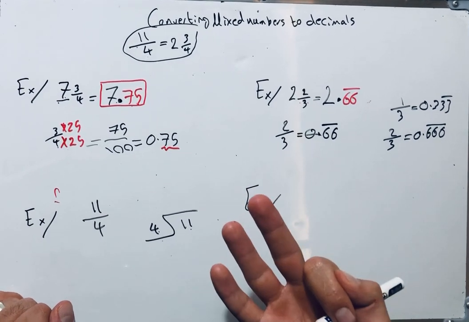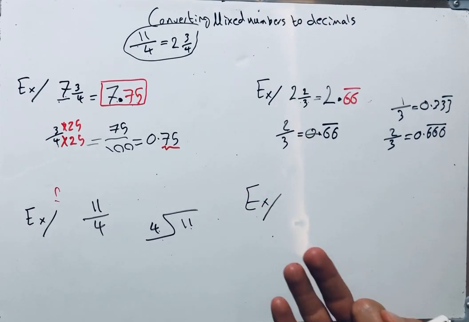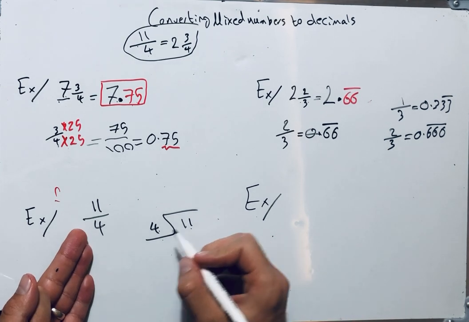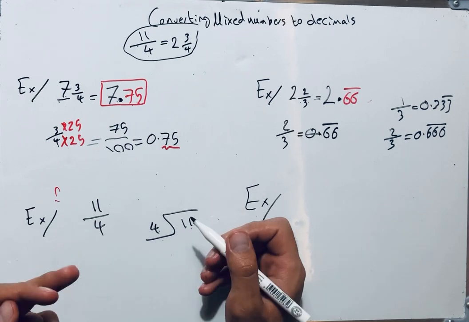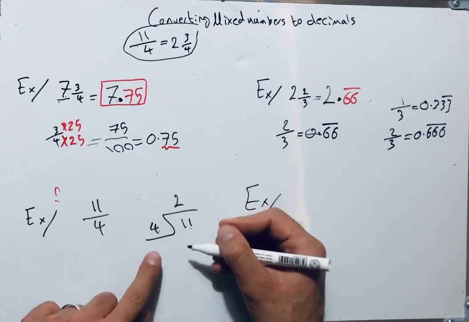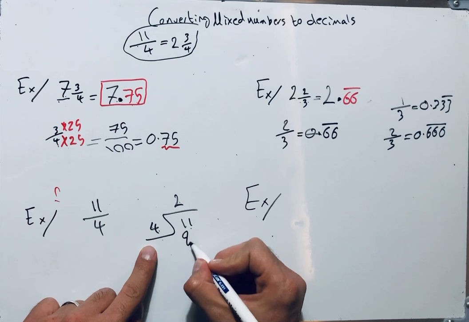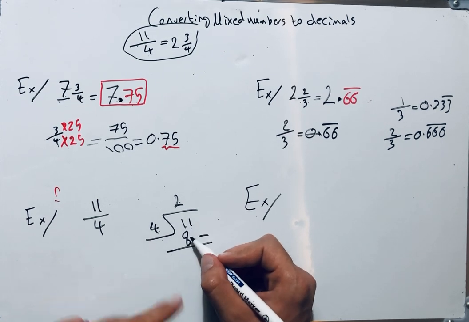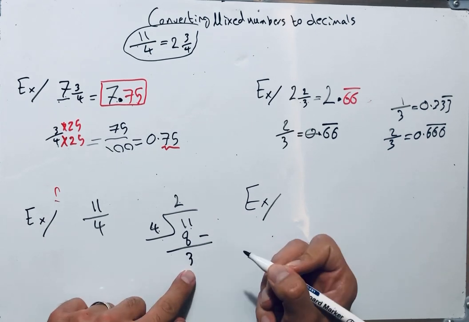So 3 fourths is going to exceed the limit, which is 11. That means I can only have 2 fourths in 11, which is 8. So 2 times 4 is 8, right? And then we subtract, so take away 8 from 11, obviously 3, okay?